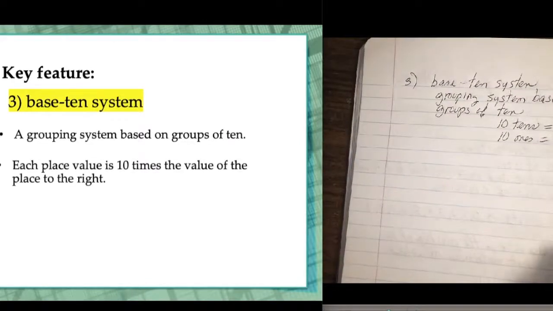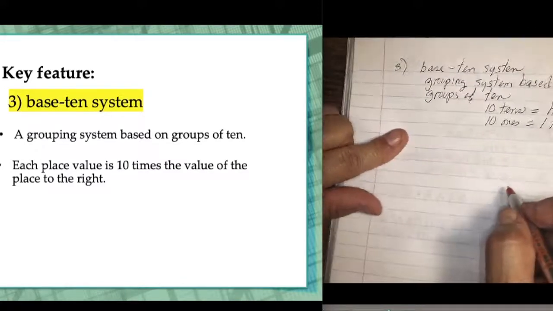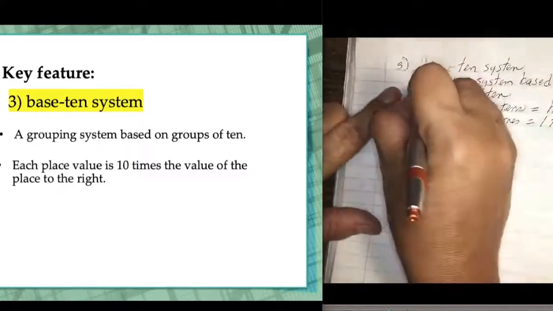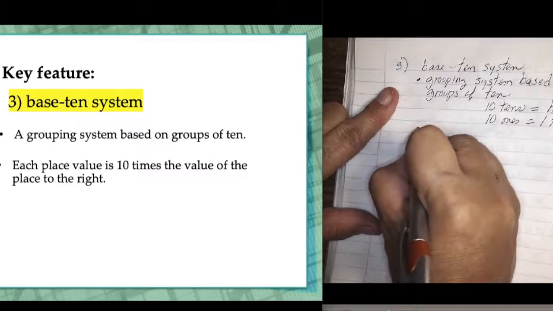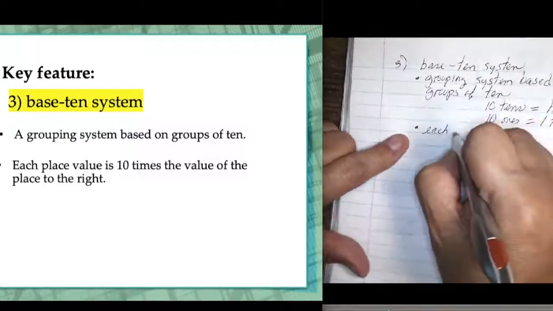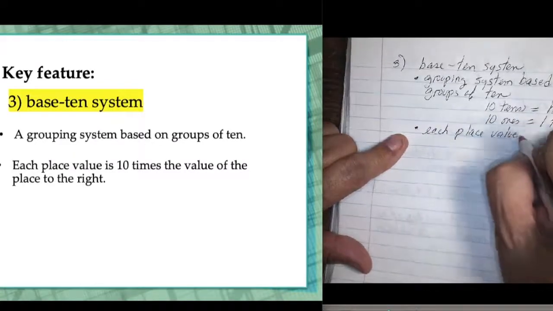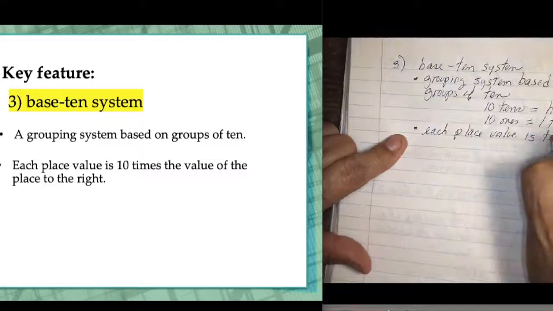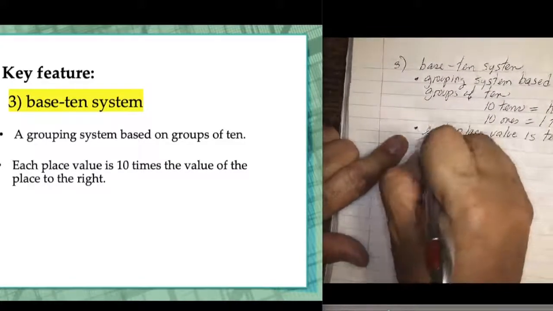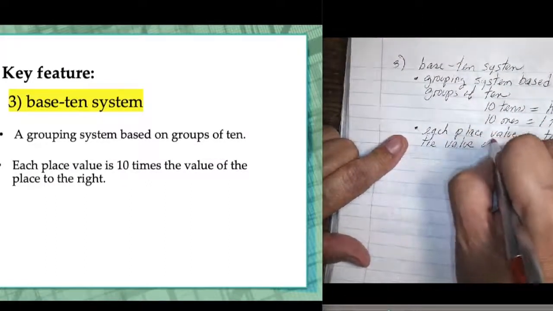Another important thing about our base 10 system is that each place value is 10 times the value of the place to the right. So let's go ahead and write that sentence down here. So the second thing is that each place value is 10 times the value of the place to the right.